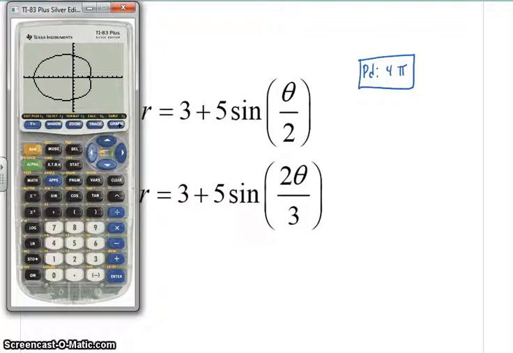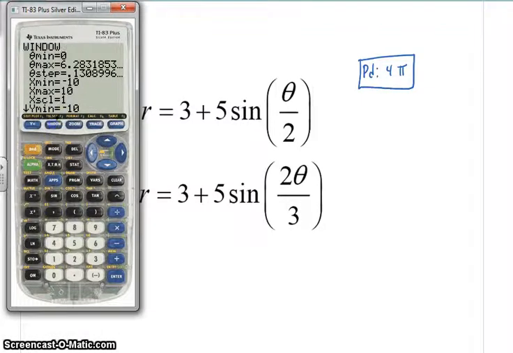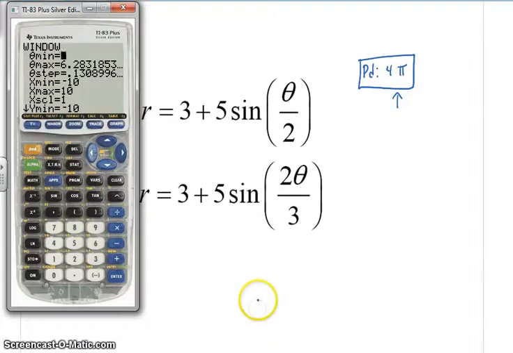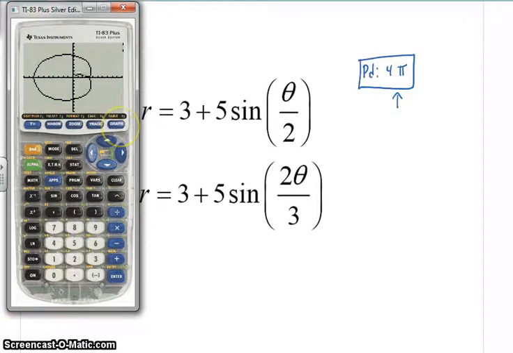But let's just look at the window here. What we can see is that theta min is 0 and theta max is essentially 2 pi. Well, that means it's going to plot points for values of theta between 0 and 2 pi. The problem is the period is 4 pi. So let's change this to 4 pi. I just type in 4 pi, press enter, and that automatically computes what it is. And now let's look at the graph.